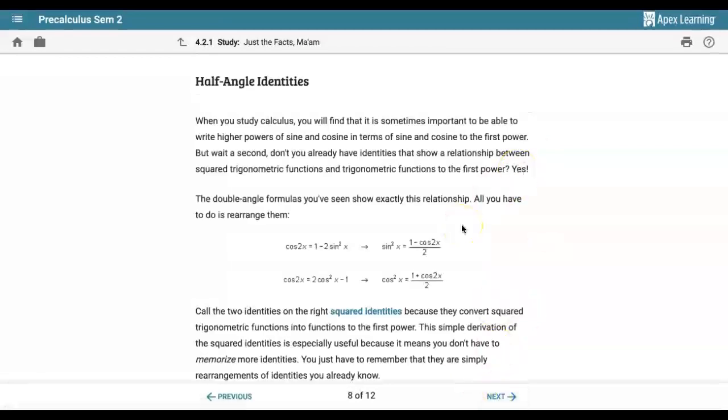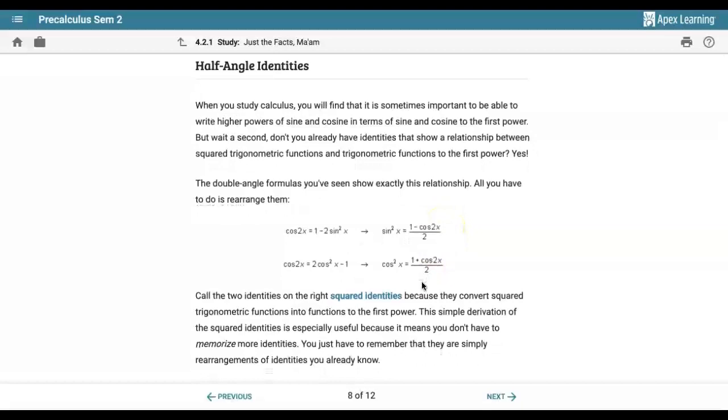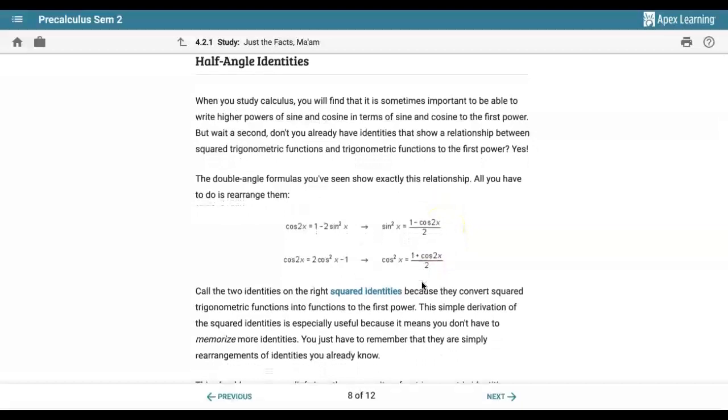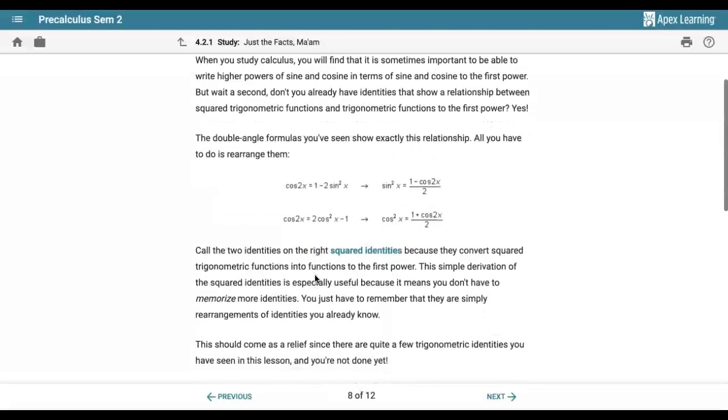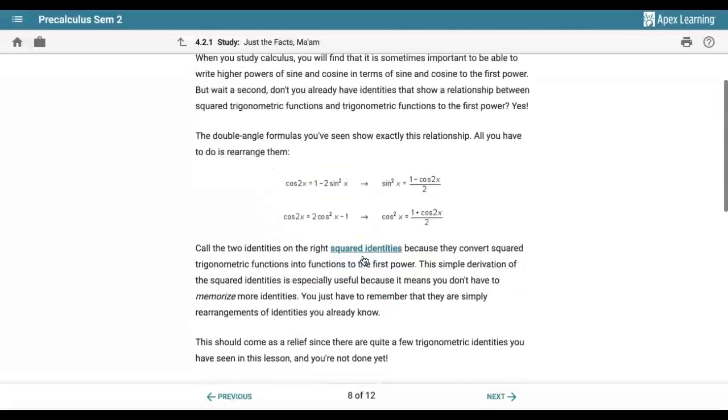Then on the opposite side, instead of doing double angle identities, we can look at half angle identities. Again, this is going to become really important when we're dealing with calculus. The double angle identities already show us this relationship, luckily. All we have to do is rearrange them. If we rearrange them here, we can then see these different identities.